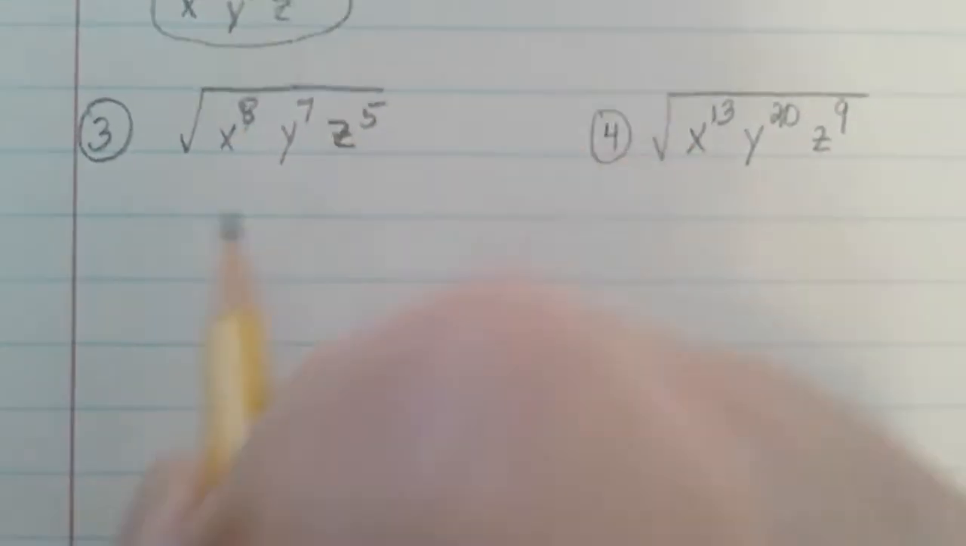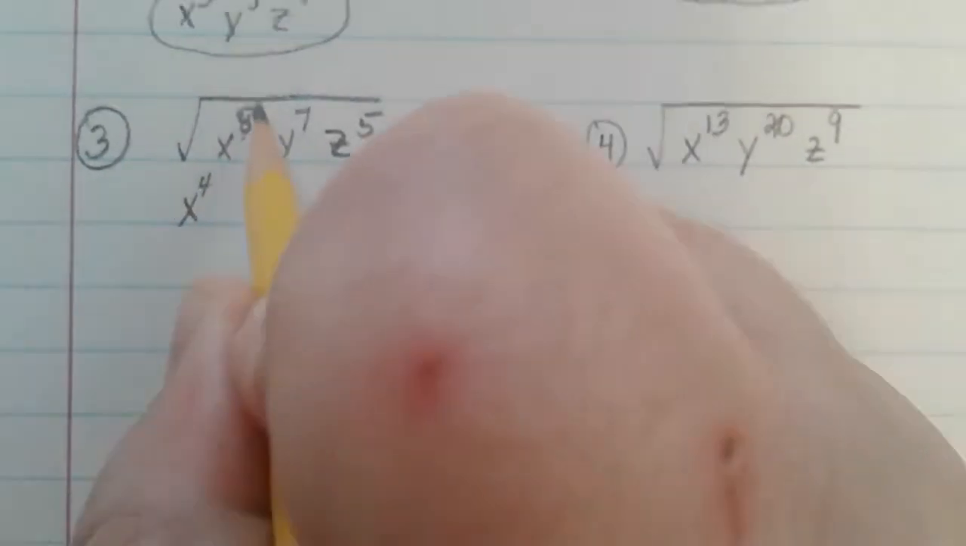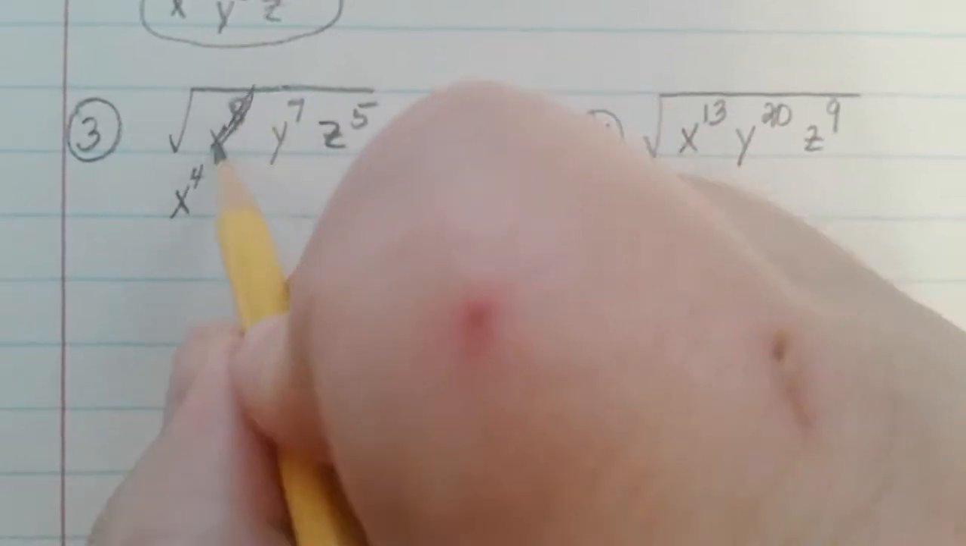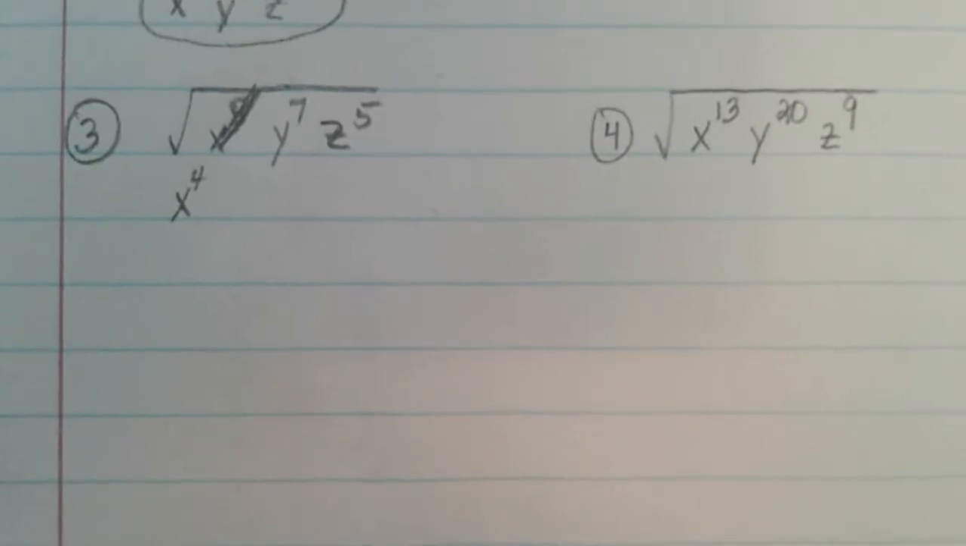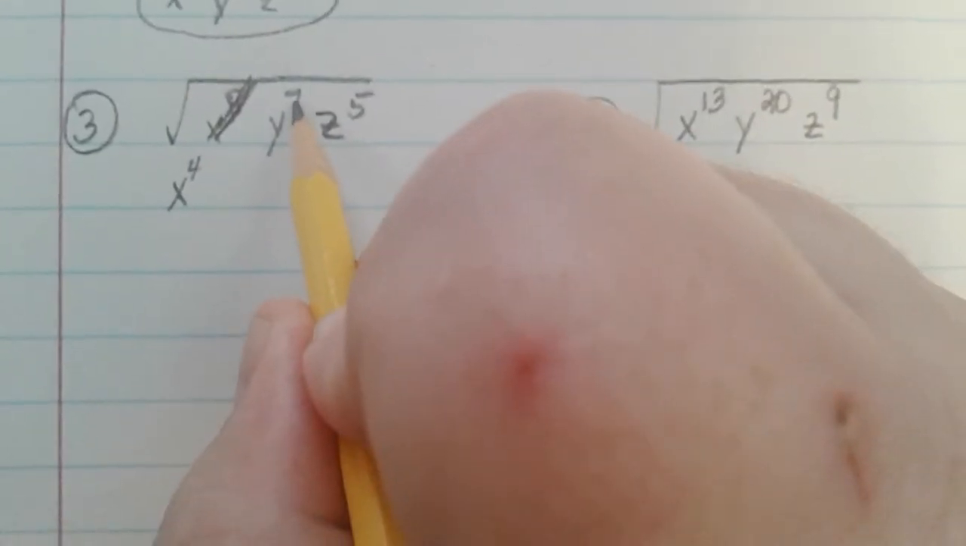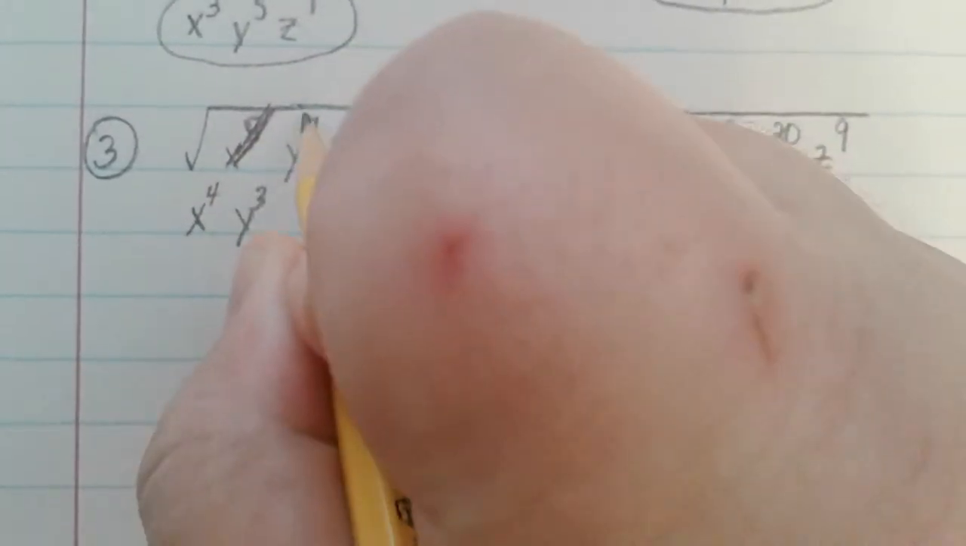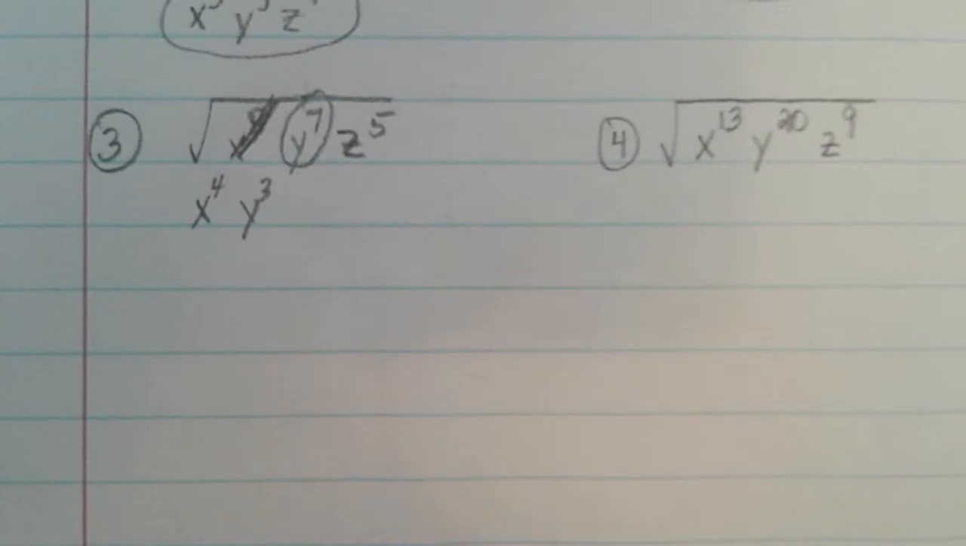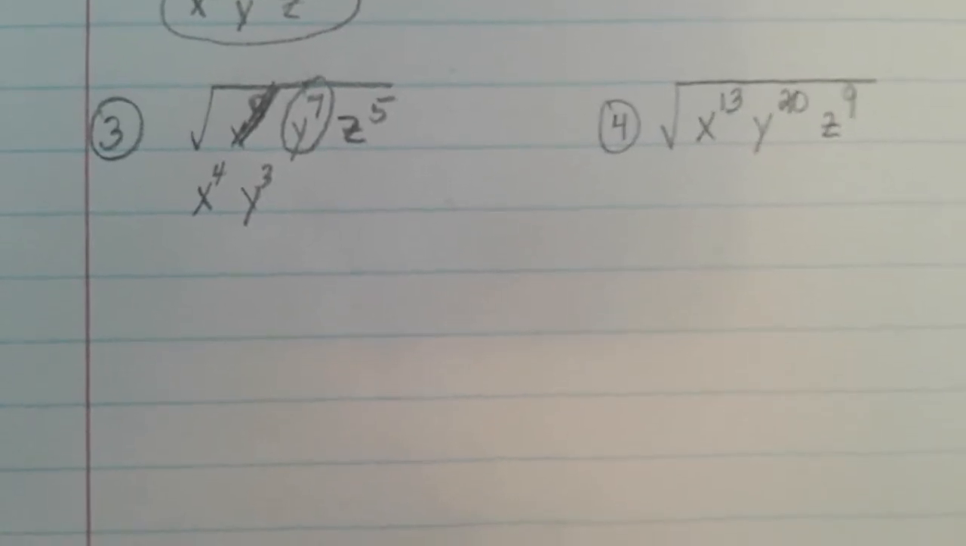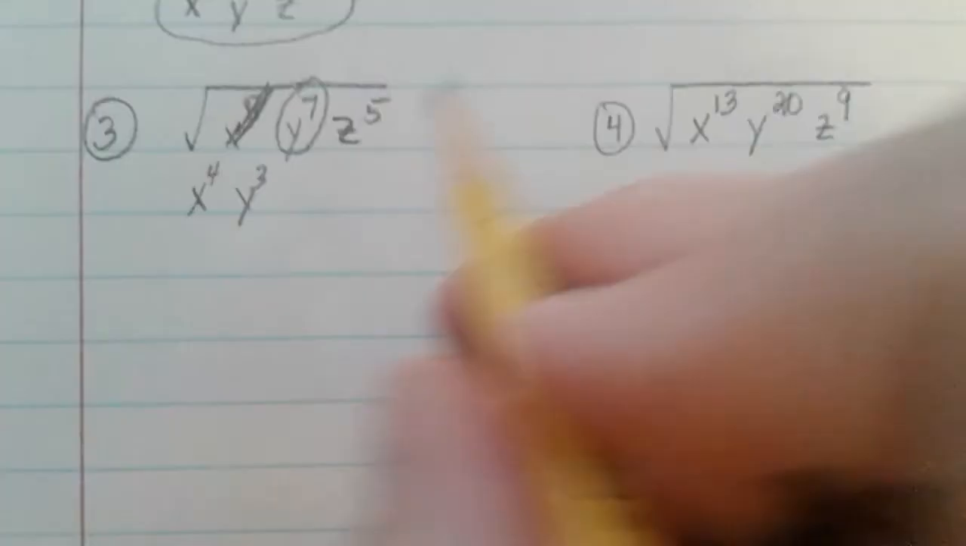Okay, this one is even. So 8 divided by 2 is 4. Because that one's even, I'm going to cross it off. We know that one's done. There's no remainder. Now, 7 divided by 2 is 3, but there's a remainder. So I'm going to write y to the third, and I'm just going to circle the y so I remember to write a y under the square root because there's a remainder with that piece.